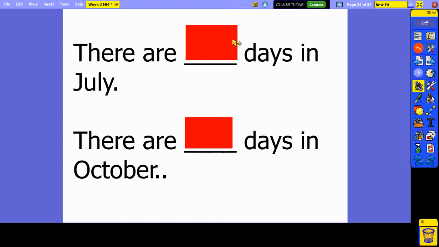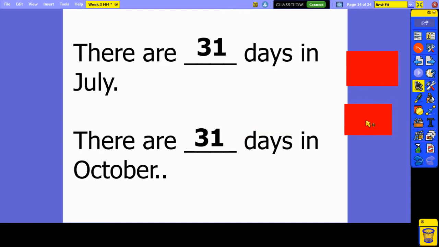How many days are there in July? 31. There are 31 days in July. And what about October? Also 31 days. There are 31 days in October. The 31st of October is Halloween.